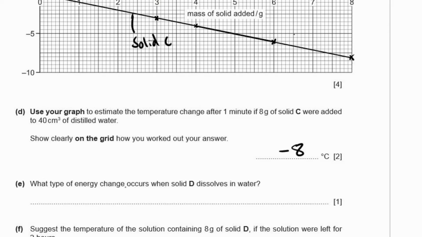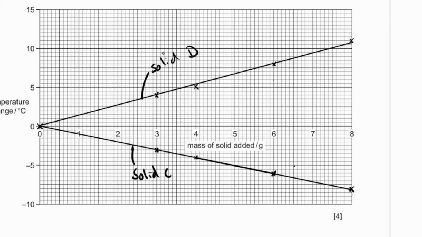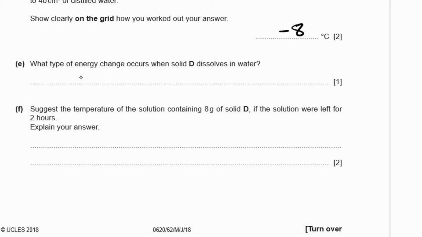E. What type of energy change occurs when solid D dissolves in water? So when you dissolve solid D in water, the thermometer reading goes up, which means that the energy is being lost to the surroundings, which includes the thermometer, so this is called an exothermic reaction.